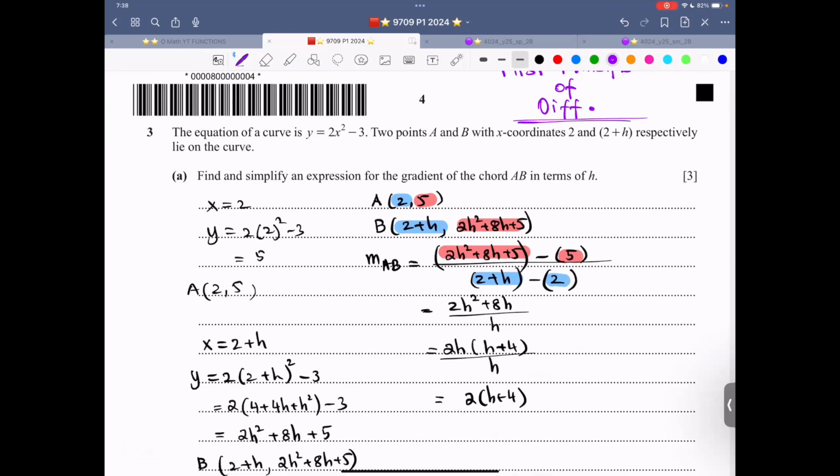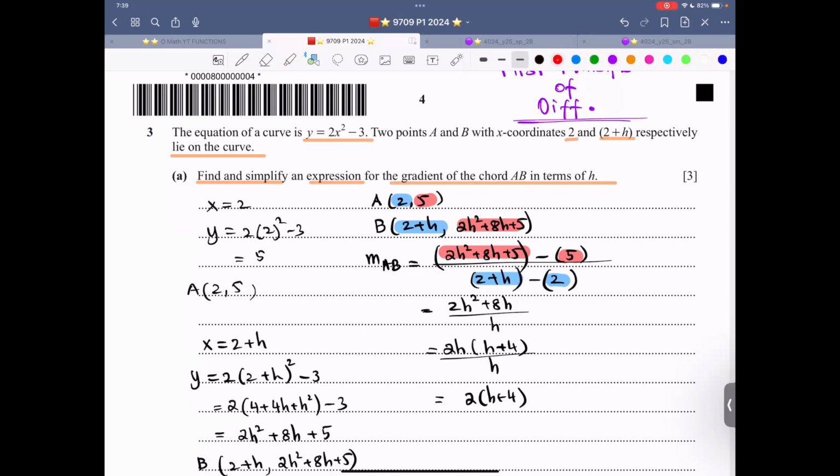So now what is the logic? The logic is this thing. Let me get my marker ready. The equation of a curve is such, and this thing over here, the equation of a curve is such: 2 points A and B with x coordinates 2 and 2 plus h respectively lie on the curve. Find and simplify an expression for the gradient of the chord AB in terms of h.